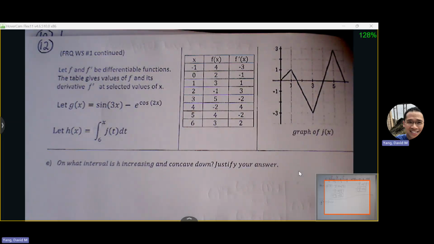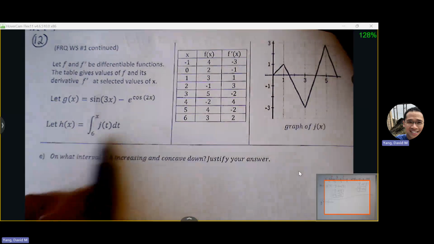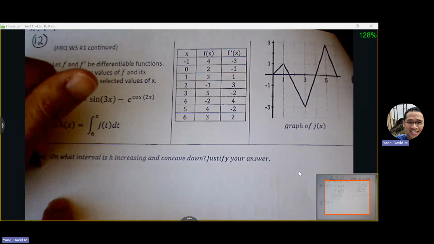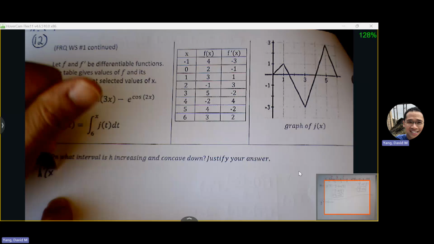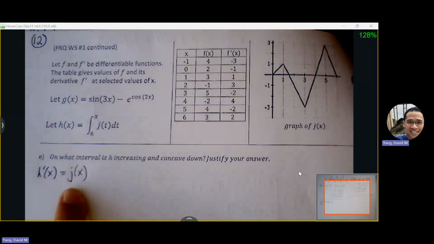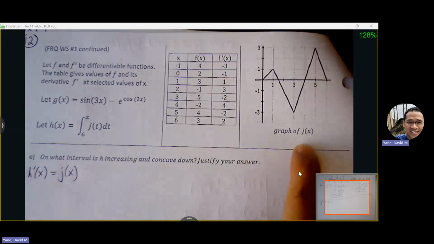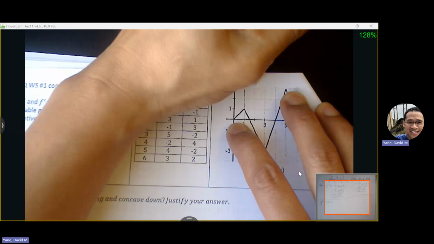Okay, part E. On what interval is the H graph increasing and concave down? So we've already built the relationship that H prime is J of X, right? So we know that the J graph is the derivative of H. So we're basically looking at the H prime graph.